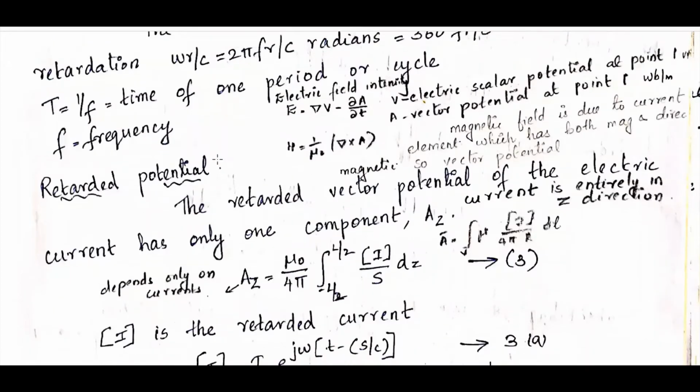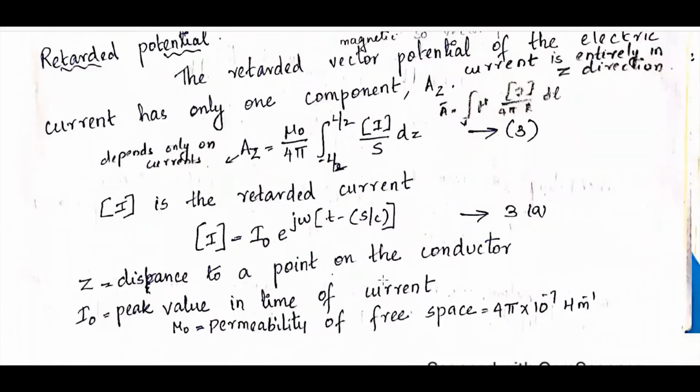Az can be written as mu naught by 4 pi integral, the distance going from minus L by 2 to L by 2, of the retarded current divided by the distance. The distance in this case is S. So this will be the general equation for retarded potential. Already I have told you, if you write it in square brackets, it means that it is retarded current.